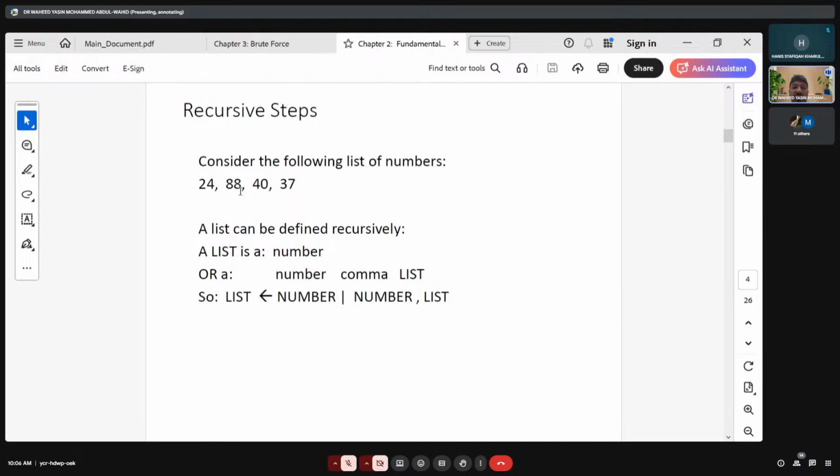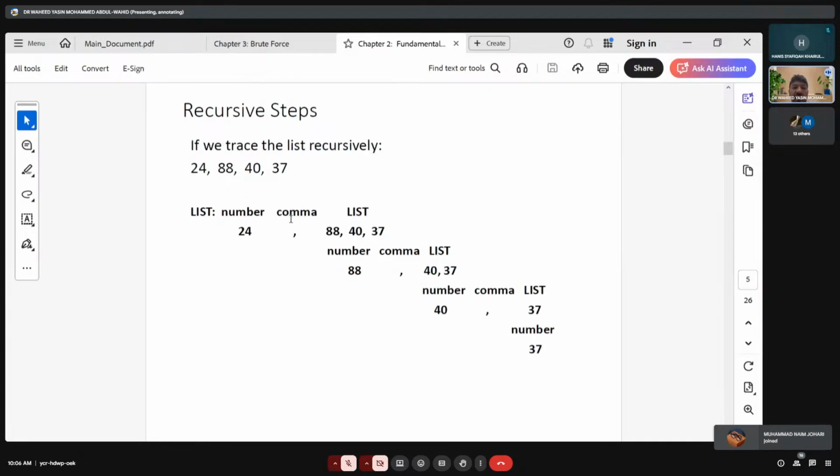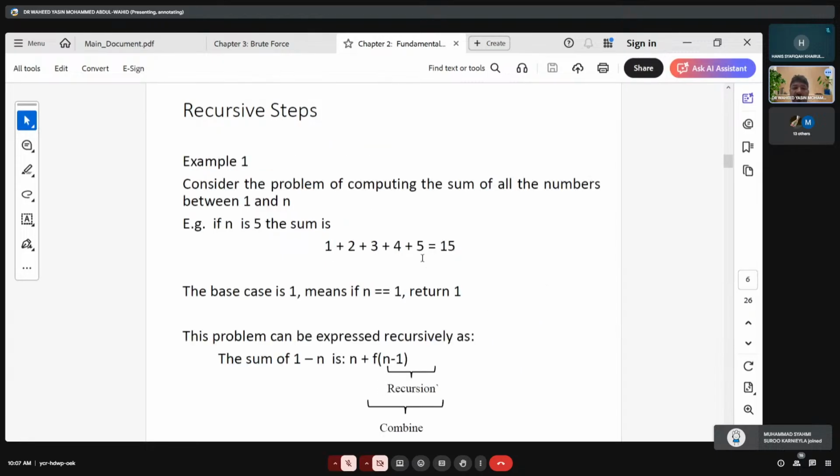Consider the following list of numbers: 24, 88, 40, 37. A list can be defined recursively. A list is a number, or a number comma list. So here we have number, comma, list. And here this is the list, and then we have number, comma, list again. Here, this is the list, and here number, comma, list. So this is the recursive build of a list.